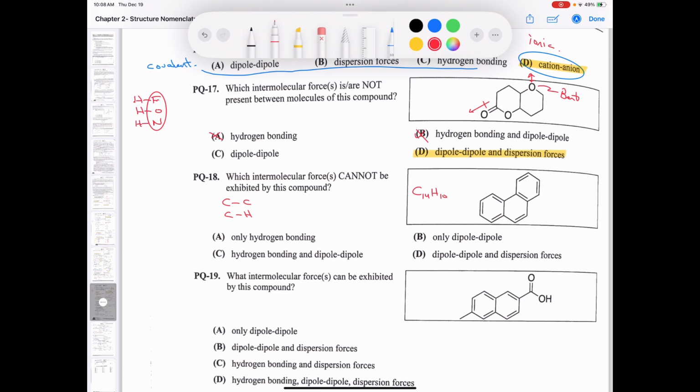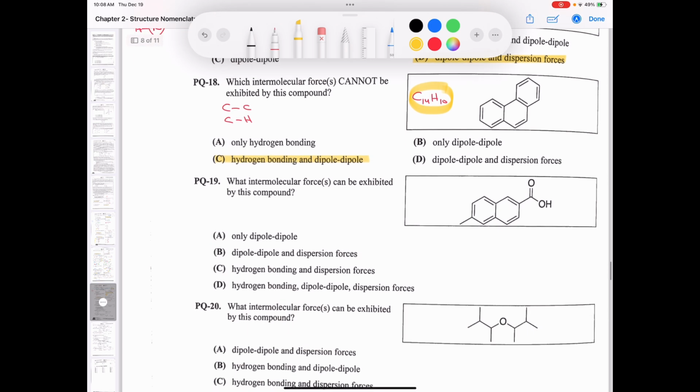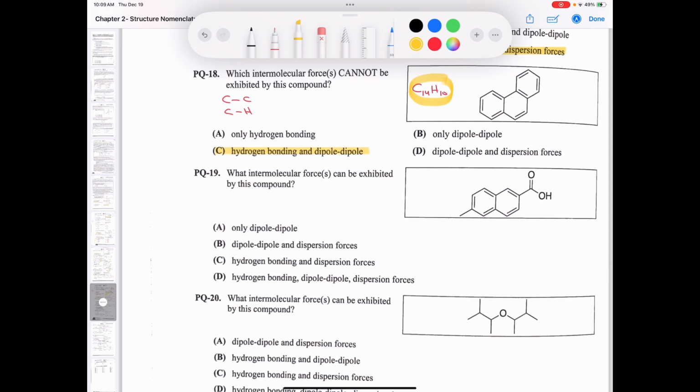And so which intermolecular forces cannot be exhibited by this compound? The only intermolecular force that can be exhibited by this compound is going to be dispersion forces. And so the answer is going to be hydrogen bonding and dipole-dipole. And in fact, you can remember that moving forward, anytime you have a hydrocarbon, the only intermolecular force that can be experienced between any kinds of hydrocarbons is going to be dispersion forces, nothing else.